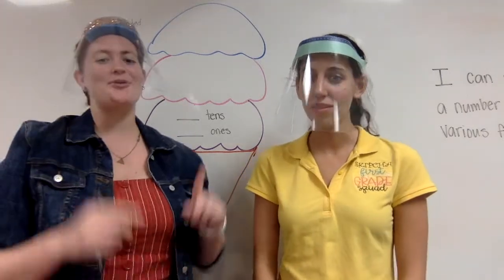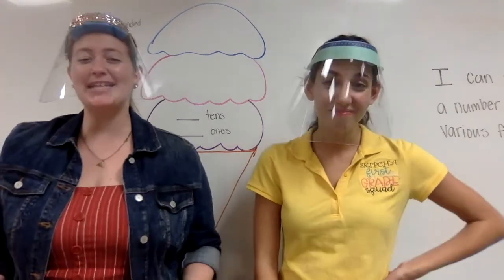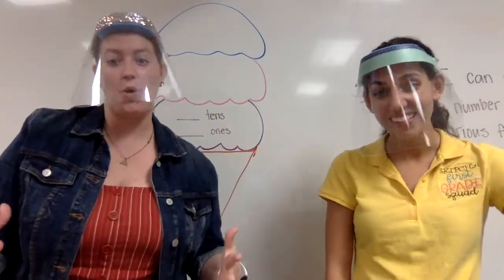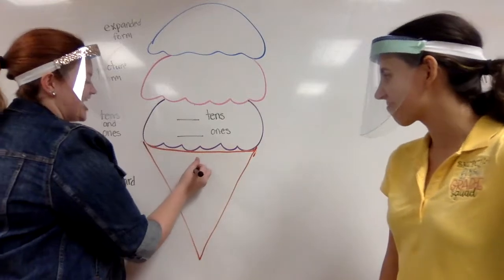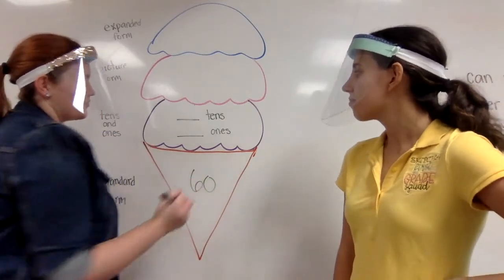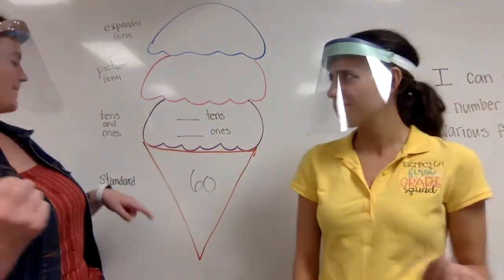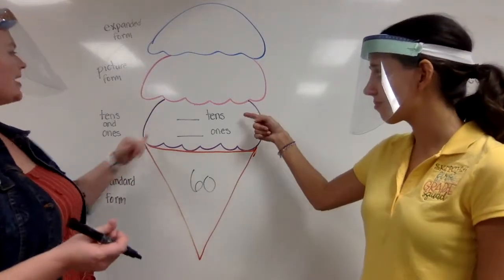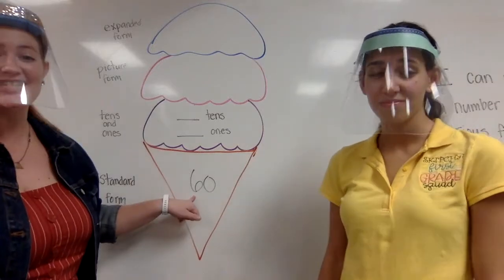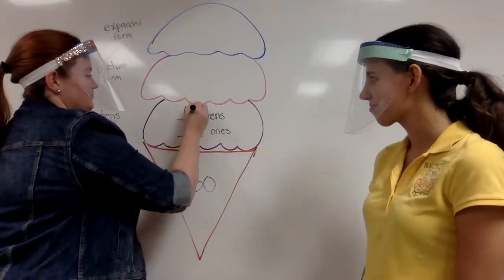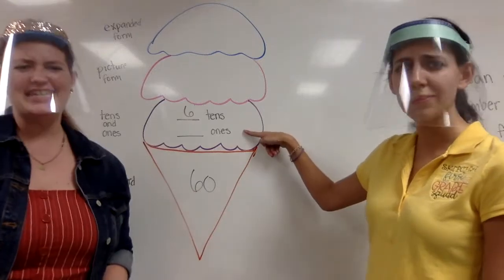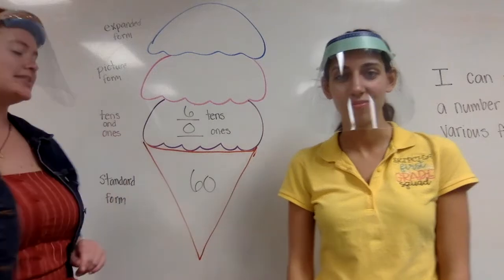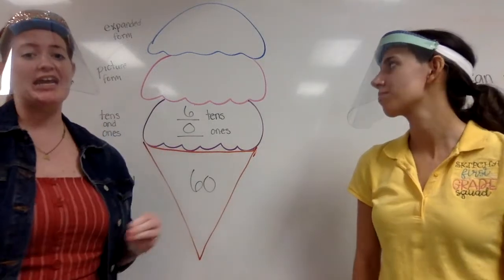Oh, you know what, Miss Lustico? You just did the age of your mom. I want to do the age of my mom. My mom is 60 years old. So I'm going to write 60 on the ice cream cone. Right here, 60. That's my standard form. That's how the number normally looks. Let's do my tens and ones. Oh, I have 6 tens and 0 ones. So I'm just going to put a 0. 6 tens, 0 ones.